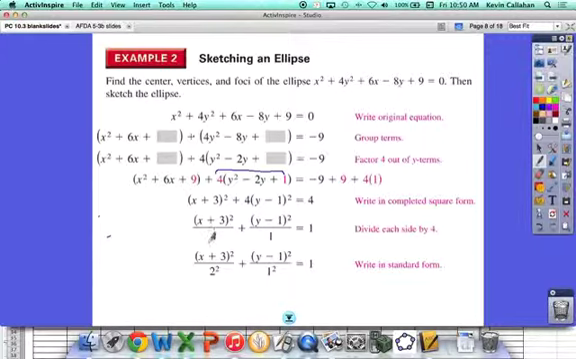When you divide this one by 4, you get a denominator of 4. When you divide this one by 4, it cancels the 4, and you just get a 1. And then on this side, you get your 1. Okay, now it's in the standard form.